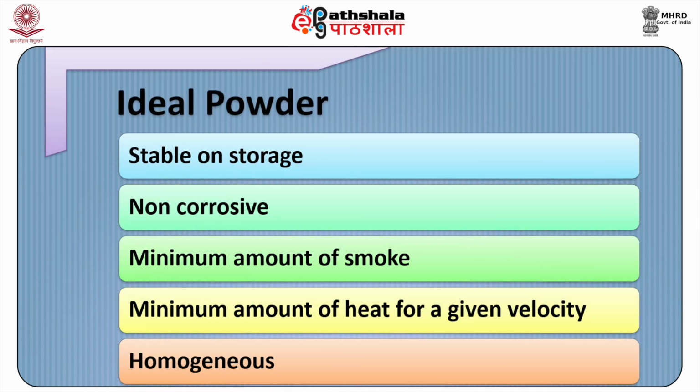An ideal powder should have the following features. First one, it should be stable on storage. Secondly, it should not be corrosive. Thirdly, it should produce minimum amount of smoke. Fourthly, it should produce minimum amount of heat for a given velocity. And last one, it should be homogeneous. Same amount of powder should give same velocity.